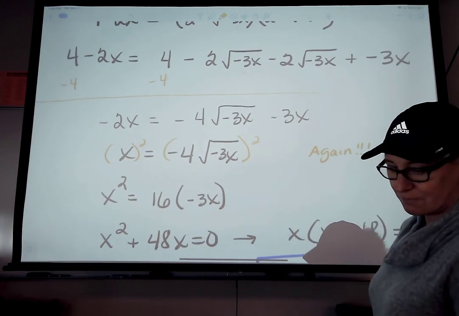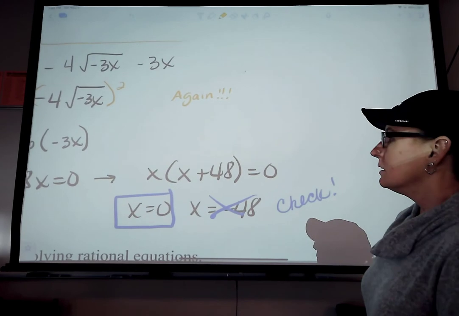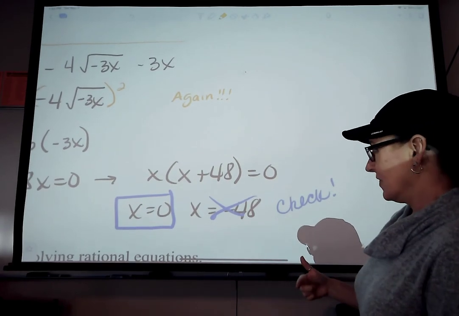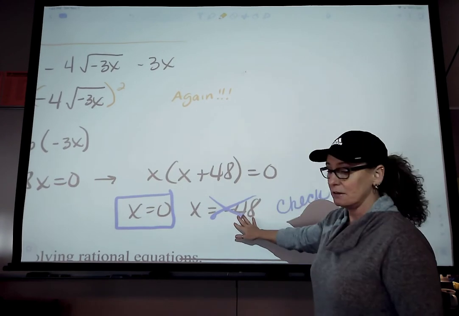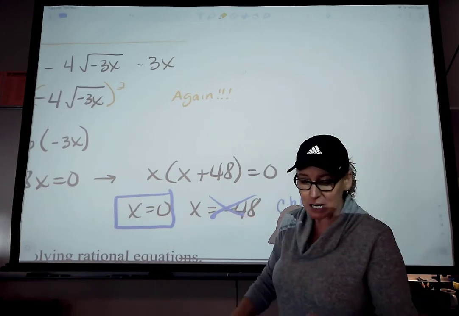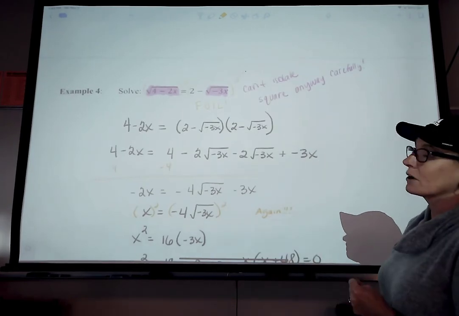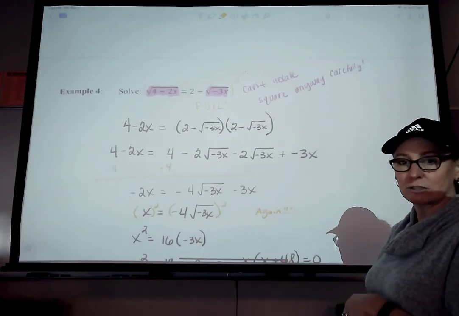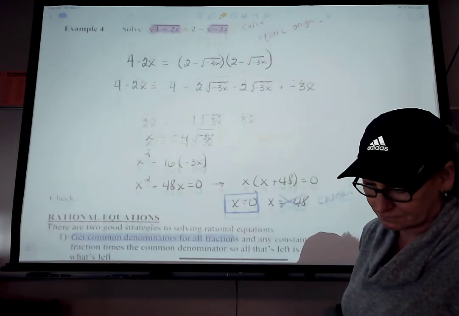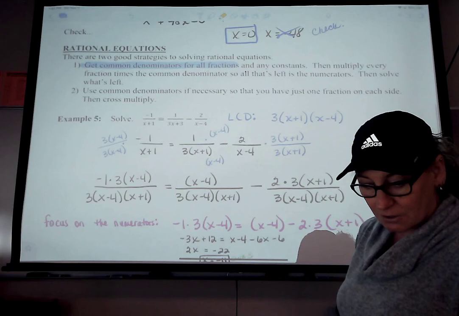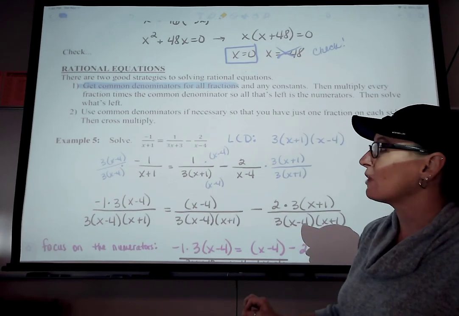Set it equal to 0. Both terms had an x in there, so I pulled the x out. X is 0 or x is negative 48. When I checked both answers in the original, the negative 48 did not work. Only the 0 worked. So one solution. Okay, that's pretty quick. That solves it. That wraps it up for radical equations.